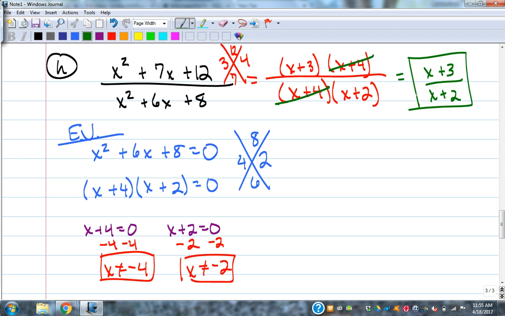And again, you cannot cancel these two x's here because this one's tied to a plus 3. So that means it's different than this one that's tied to the plus 2. Okay? Don't cancel individual x's unless they're a matching factor with the denominator. Okay. So far, so good.